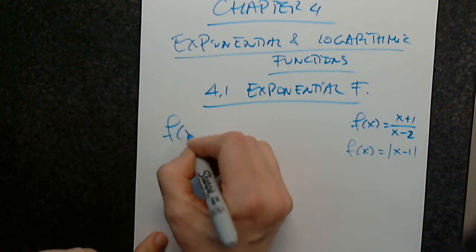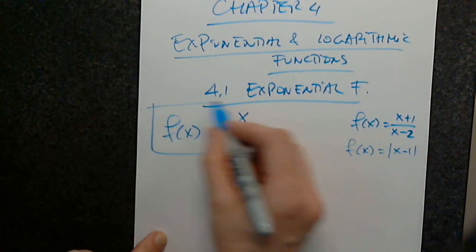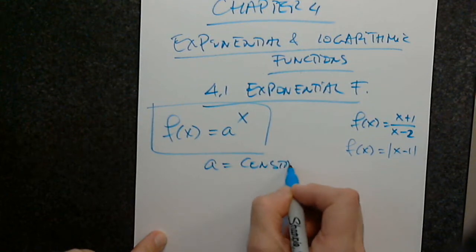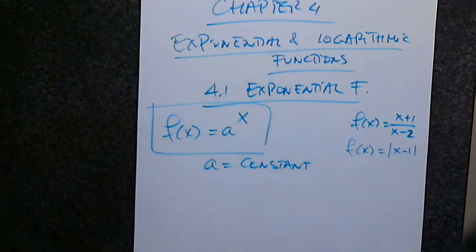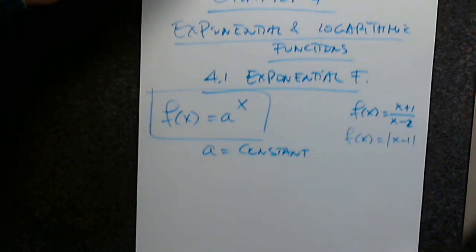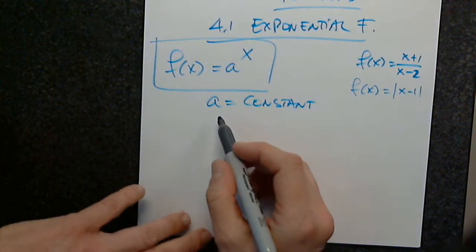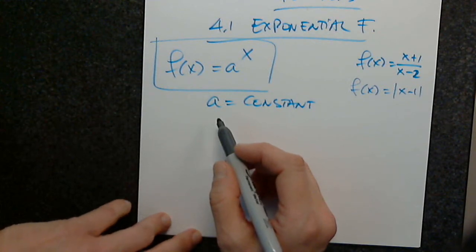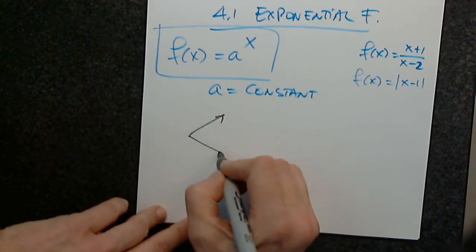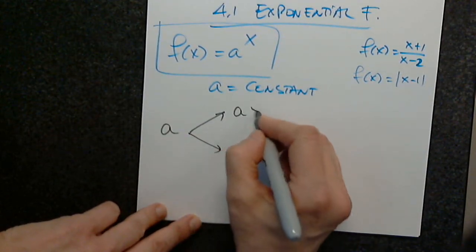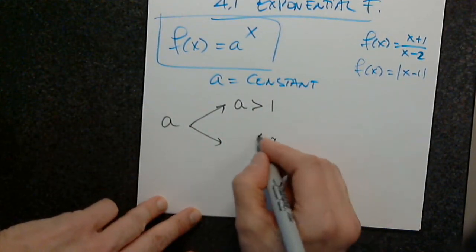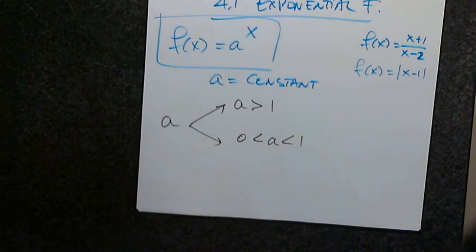Right. So here is the exponential function, where a is a constant. In this case, it's exponential because the variable is the exponent. The variable itself is the exponent. The base is a constant. Okay, there is a problem with this constant. It cannot be just anything. However, there are only two possibilities for a. A can be greater than 1 or can be tiny, between 0 and 1.